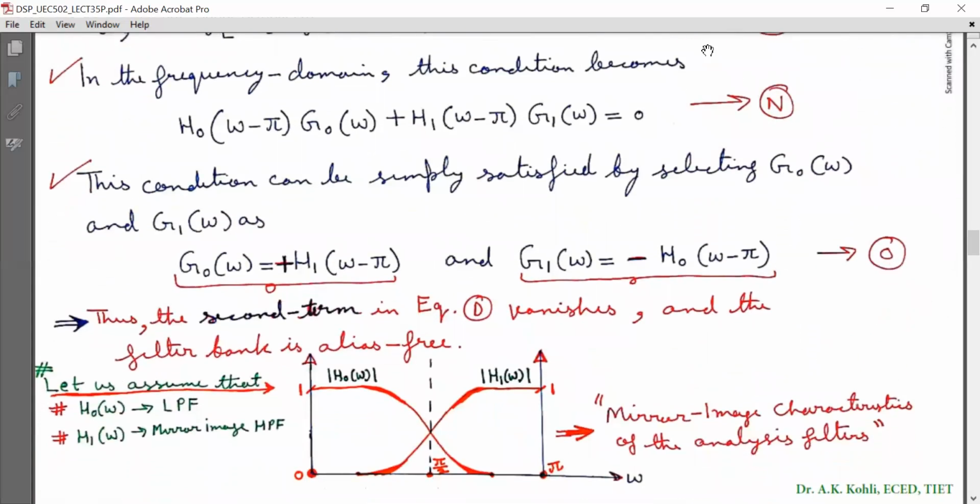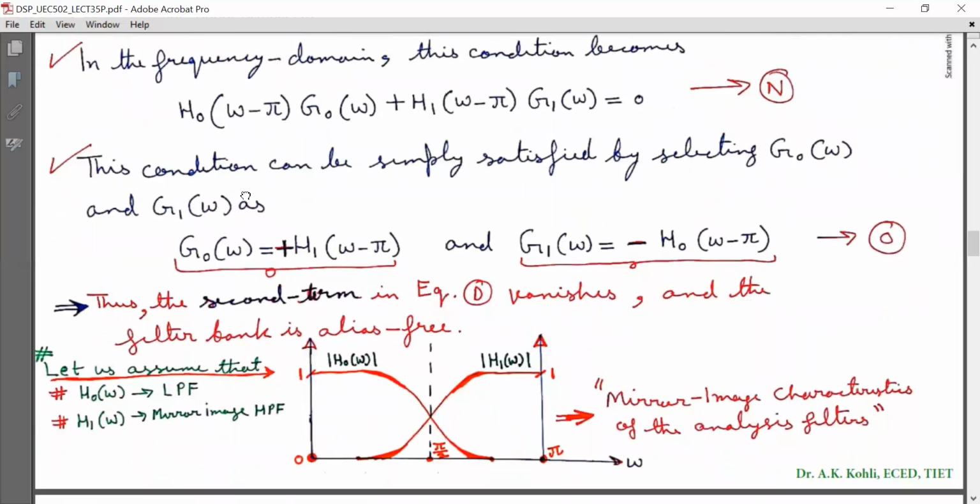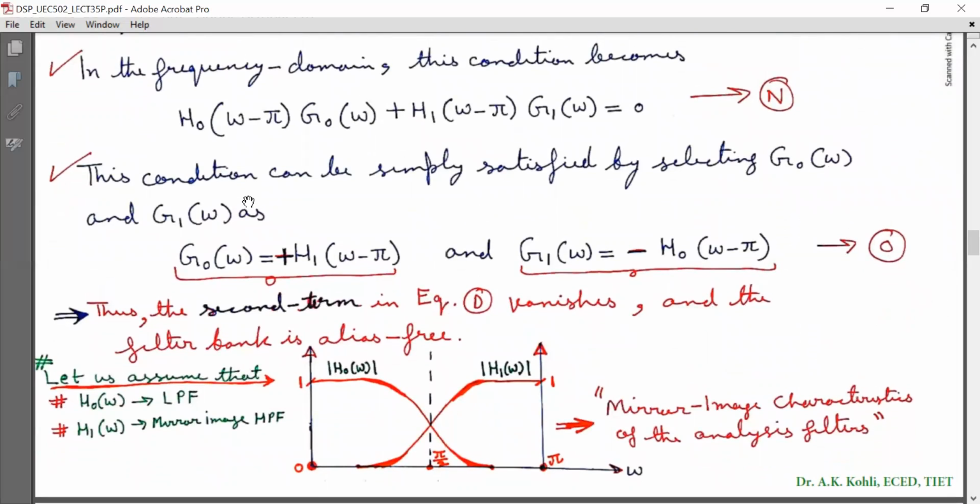Now in the frequency domain or DTFT domain, this condition becomes H naught omega minus pi G naught omega plus H1 omega minus pi G1 omega is equal to 0. Mark it as equation N. This condition can be simply satisfied by selecting G naught omega and G1 omega as G naught omega is equal to plus H1 omega minus pi and G1 omega is equal to minus H naught omega minus pi. Mark it as equation O.